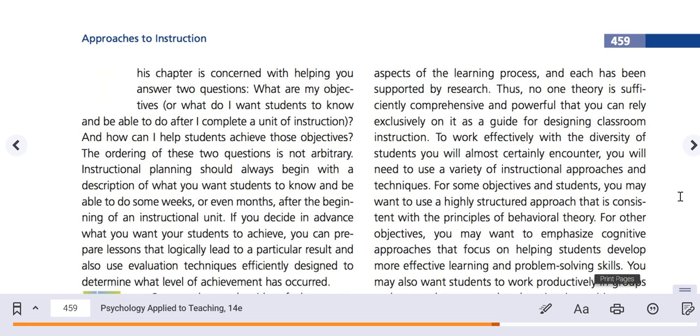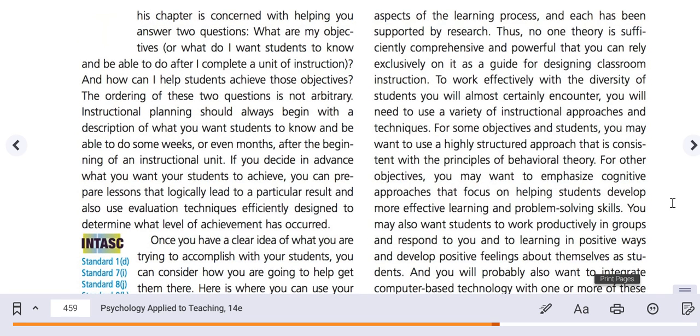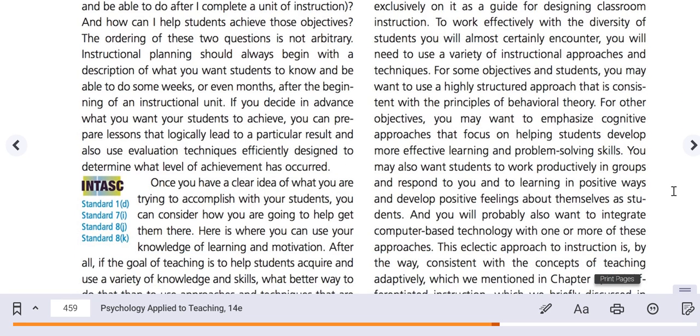For some objectives and students, you may want to use a slightly structured approach that is consistent with the principles of behavioral theory. For other objectives, you may want to emphasize cognitive approaches that focus on helping students develop more effective learning and problem-solving skills. You may also want students to work productively in groups and respond to you and to learning in positive ways and develop positive feelings about themselves as students. And you will probably also want to integrate computer-based technology with one or more of these approaches.